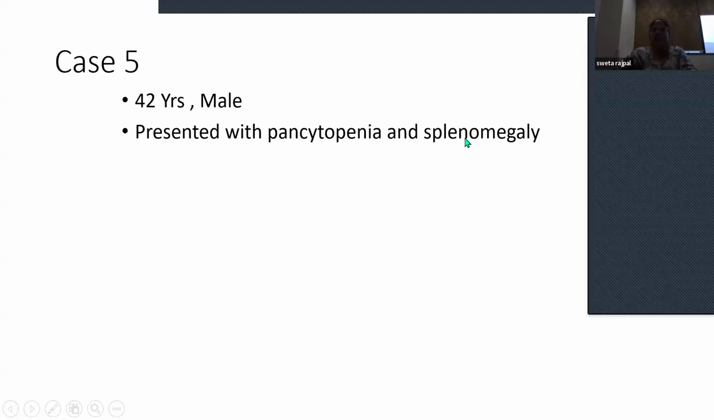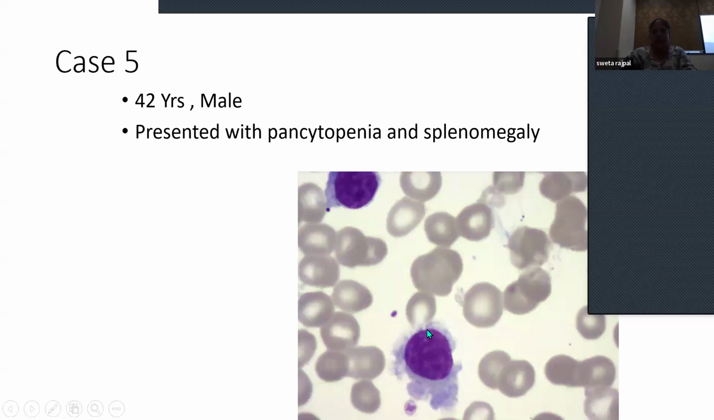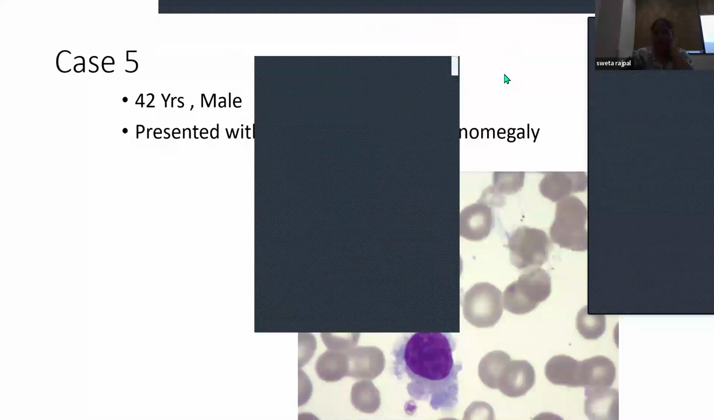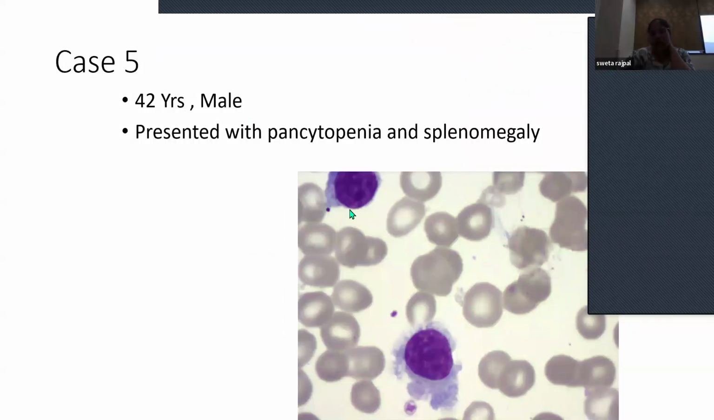Case 5 is a 42-year-old male who presented with pancytopenia and splenomegaly. And this was the cell that we saw. So what do we think the diagnosis is? Yes, we are getting the answer of hairy cell. Yes, so pancytopenia and splenomegaly.